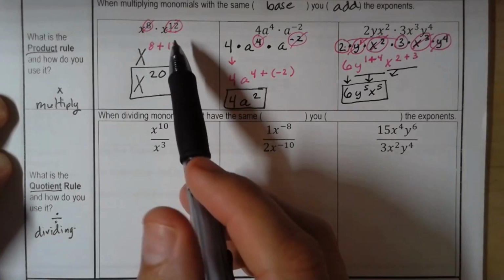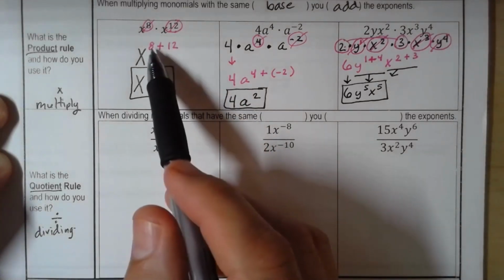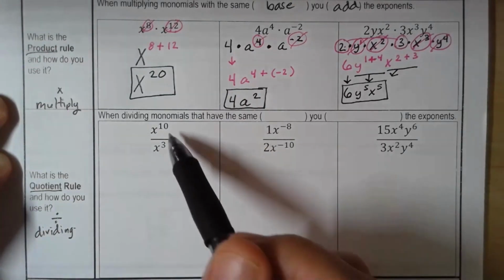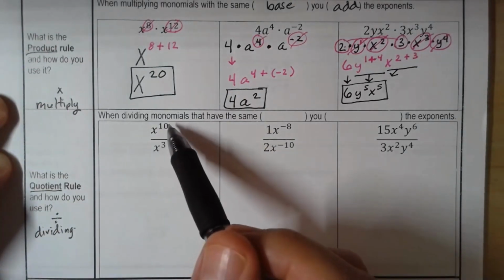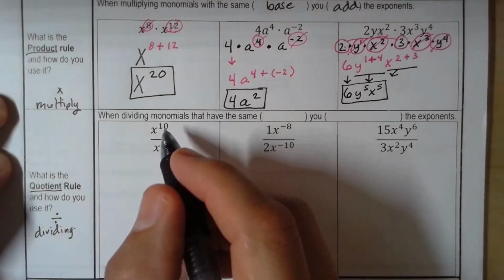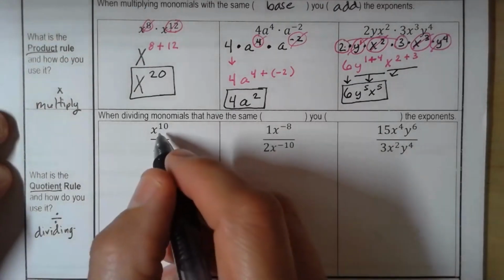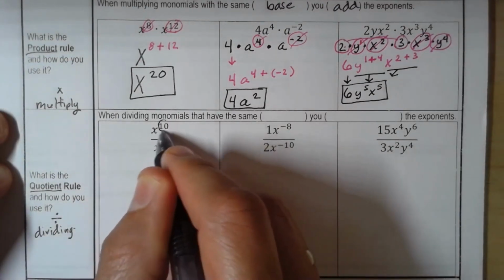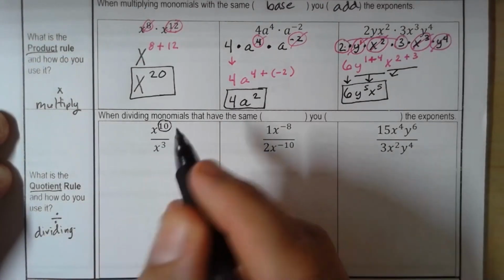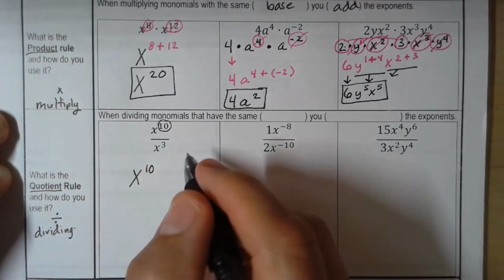So think about this rule. The opposite of using a product rule to add the exponents is going to be the division, right? Which means we're going to subtract the exponents. So let me show you what that looks like. Now here's how, when you do these problems, you always have to start with the numerator. So my numerator has a power of 10. So I have x to the power of 10. That's my numerator. It goes first.